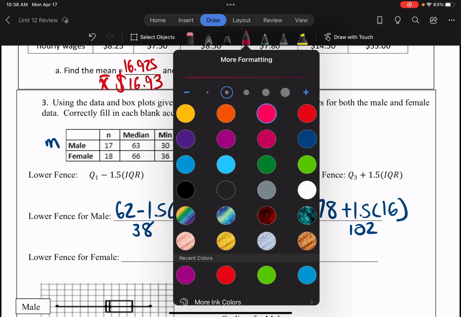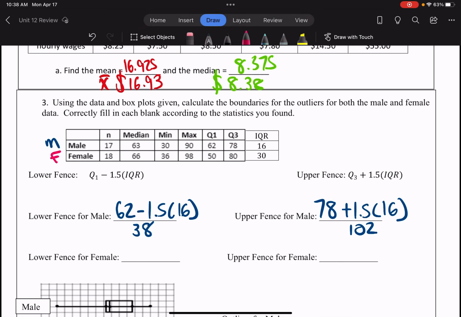It has also asked us to do this for our female data. So the Q1 for the female data is 50. So I'm going to take 50 and subtract 1.5 times the IQR for the female data, which is 30. So 50 minus 1.5 multiplied by 30 gives us a lower fence of 5 for the female data. Then if I'm looking at the upper fence for the female data, I got my Q3, which is 80, plus 1.5 times 30. So 80 plus 1.5, open parentheses, 30, close parentheses, will give me an upper fence for my female data at 125.